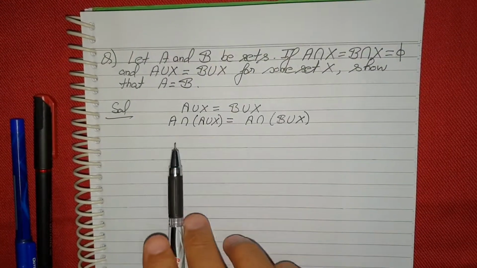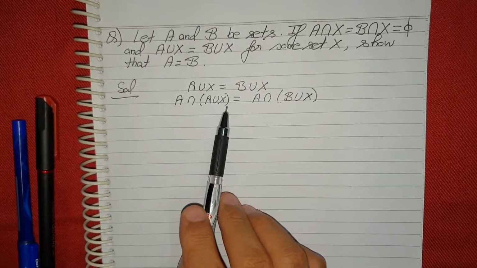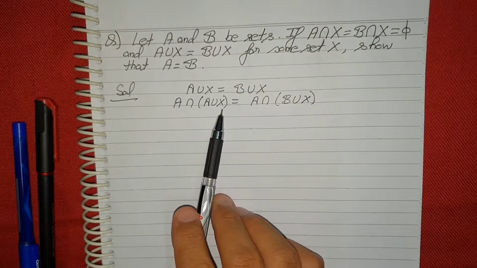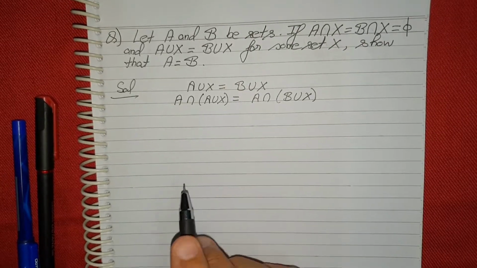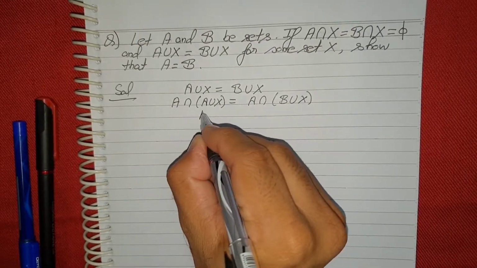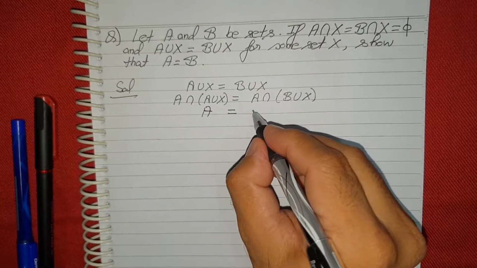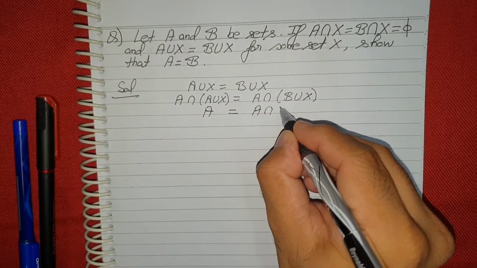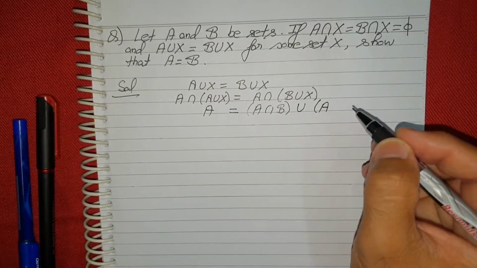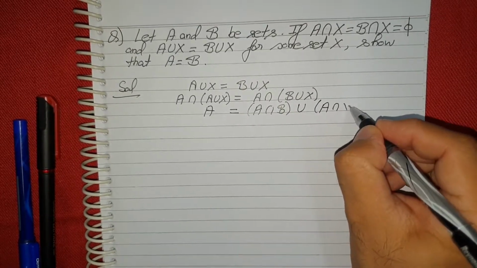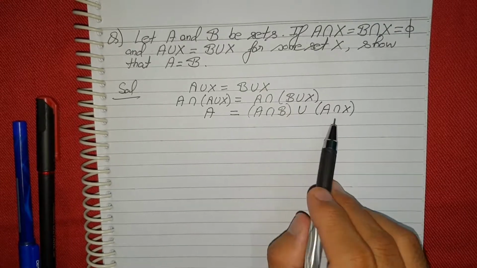Left hand side, right hand side, LHS, RHS. Now the LHS, as we know, is A intersection (A union X). Whatever is the element of combining these two, intersection A will give you A only. So this LHS becomes A. This is equal to, now applying the distributive law, A intersection B union A intersection X.